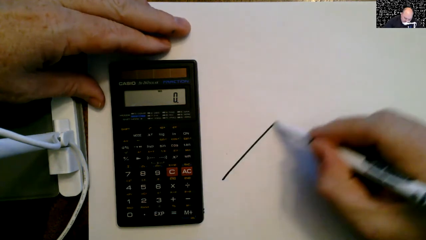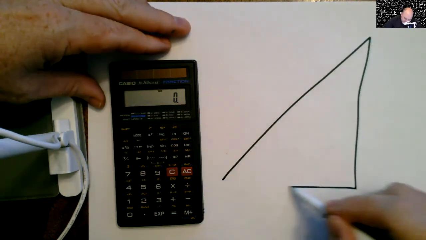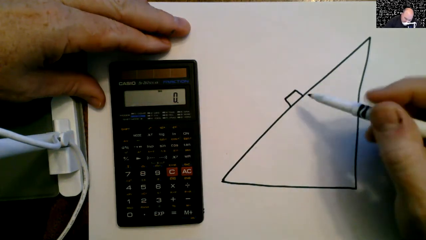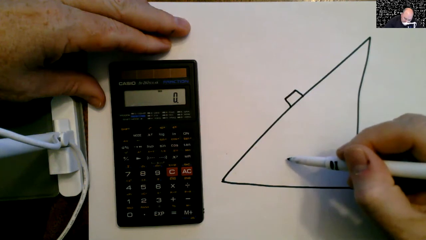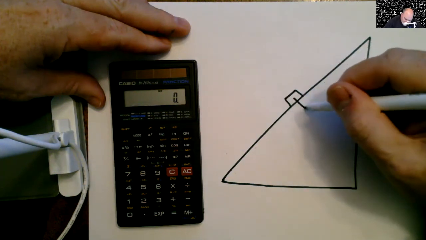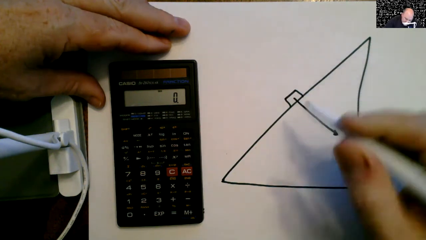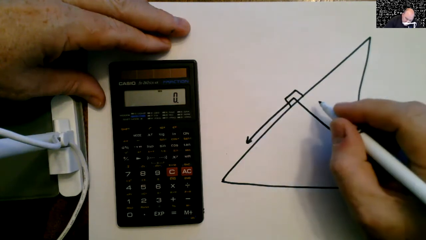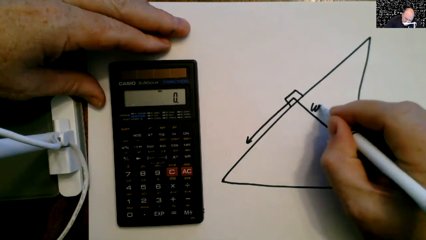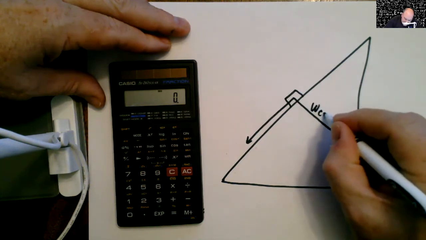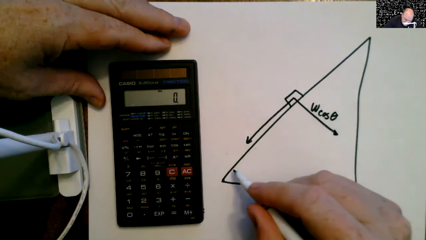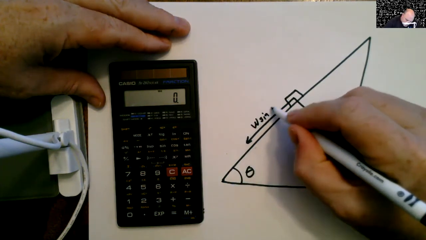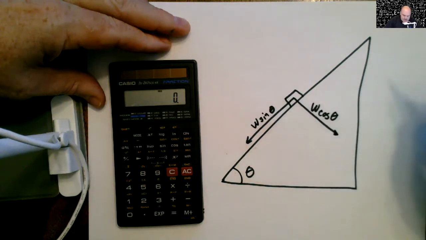Okay, so we have an inclined plane. We have an object on here, and we have the weight which goes straight down. Of course, we're going to resolve into a component going in like this, and a component going down like this. So this is the weight cosine of the angle of the inclined plane. And this is the weight sine of the angle of the inclined plane.